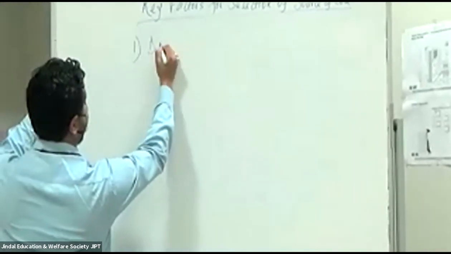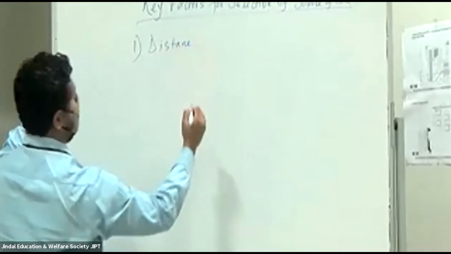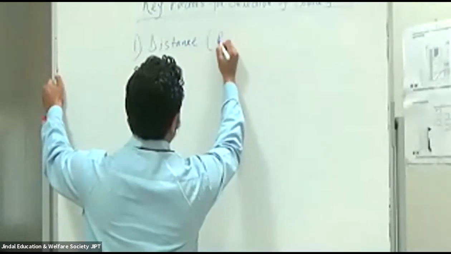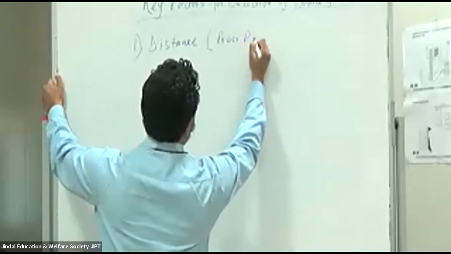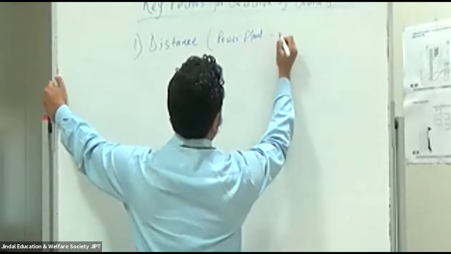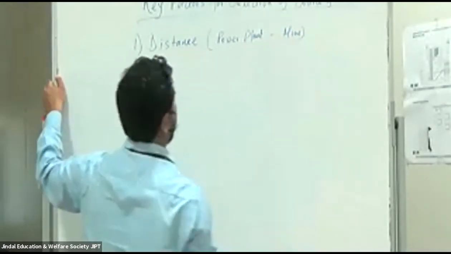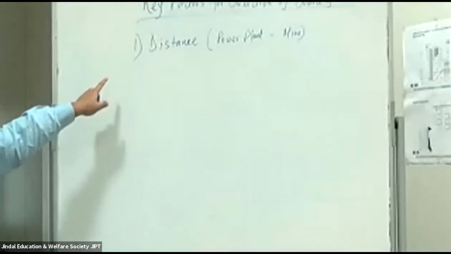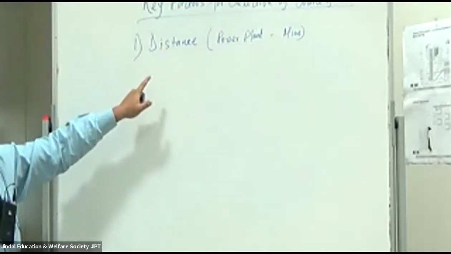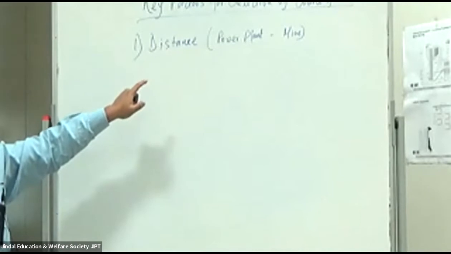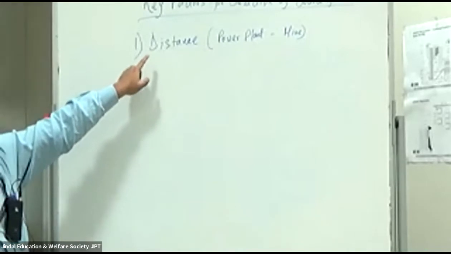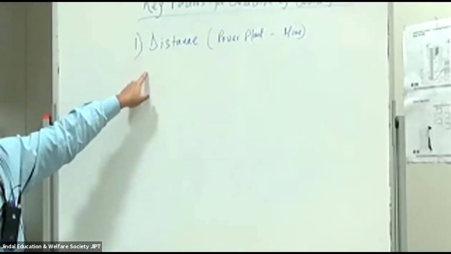First factor is distance. It is the prime factor. Whenever we procure coal, we have to consider the time factor, and this time factor is directly related to distance. What is the distance between our power plant and the mines? This is the prime factor.